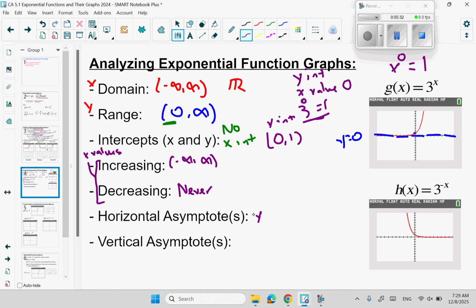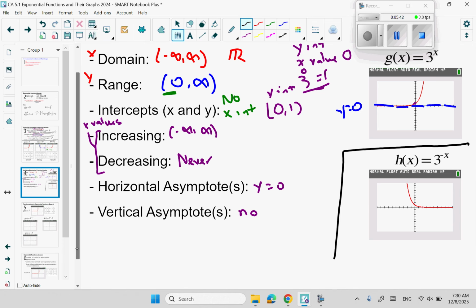The horizontal asymptote we discussed was y equals 0, and I have no vertical asymptotes. If I were to repeat the process for this problem right here, my domain stays the same, my range stays the same, my intercepts stay the same. The only thing that's different is increasing and decreasing. I am never increasing here, and I am always decreasing.